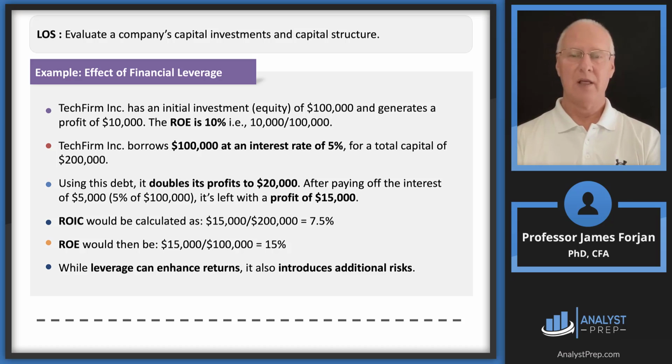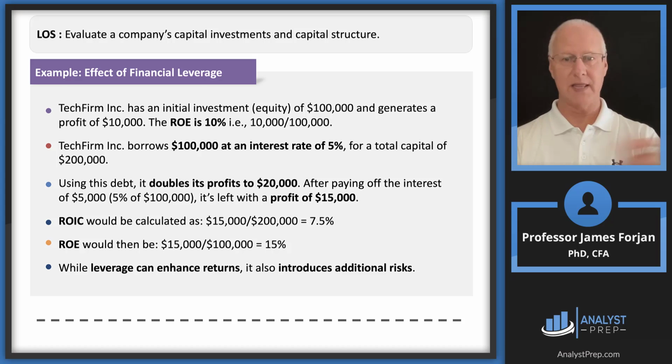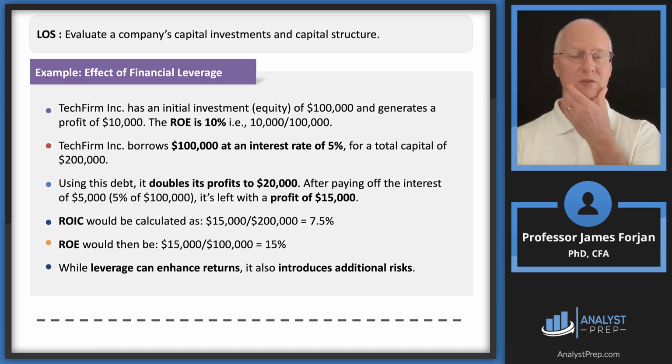So using this debt, the income increases to $20,000. So think about it. We had $10,000 before. Now we have $20,000. But we have to pay the interest on the bond, right? So that means $20,000 minus the $5,000 of interest. That leaves us with $15,000. So what about this measure, return on invested capital? Well, all we're going to do is take the 15 divided by the total 200,000. So that's total assets, equity of 100, debt of 100. So our return on invested capital is 7.5%. But notice what happens to return on equity. We've increased the numerator without changing the denominator. So the return on equity is 15%.